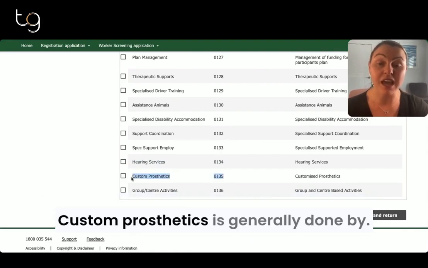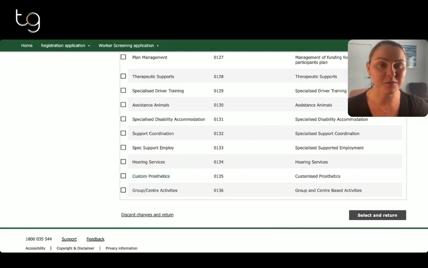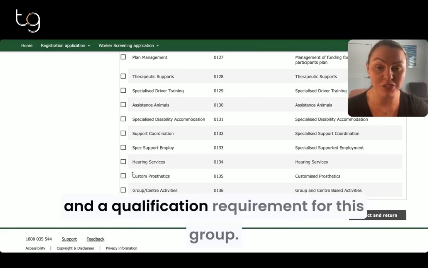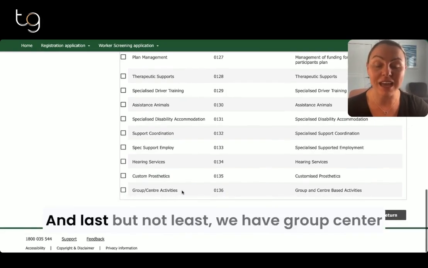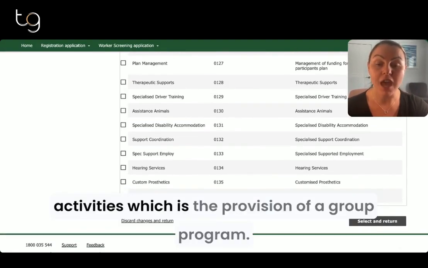Custom prosthetics is generally done by, I've forgotten the name of the specialist. I can't remember, but there is actually a professional body membership and a qualification requirement for this group. And last but not least, we have group centre activities, which is the provision of a group program.